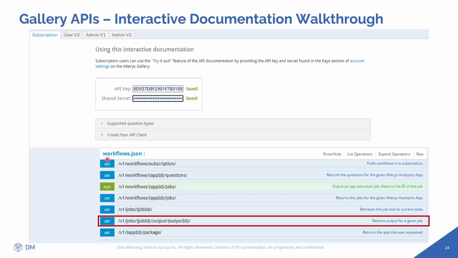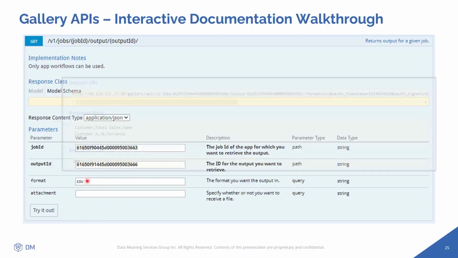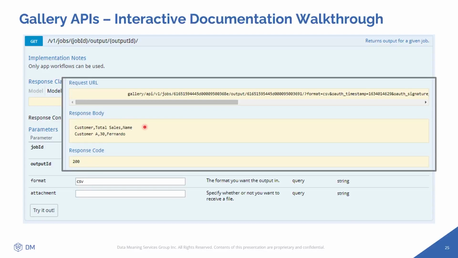So for my next request, basically including my job ID, the output ID that I just got, and the format, which is optional, but if you want you can include here a CSV or any other that we saw in the last slide, and try it out. So by trying it out, I'm seeing the body here. I have a very simple output, but I have the customer column, customer A, total sales 30, and also my name here. So this is the idea. So I was able to fill my interface, my questions, run the workflow, and get the outputs, all tested here in this interactive documentation. Of course, you have the same for the admin side to test it out.